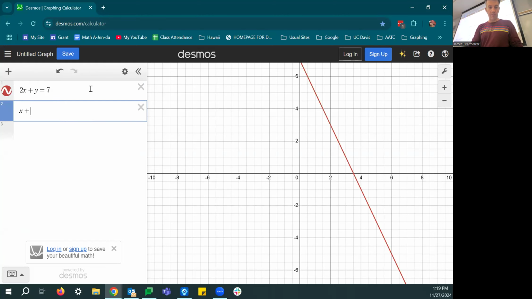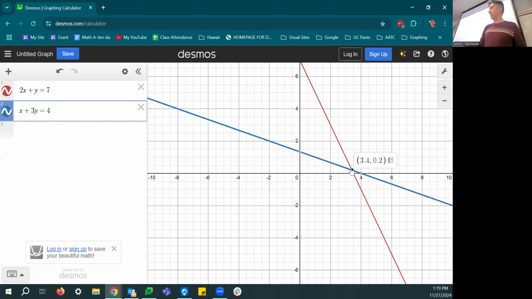So if we actually graph those lines, 2x plus y equal to 7 and x plus 3y equal to 4, and look at where they cross each other, you get exactly 3.4, which is 17/5, and 0.2, which is 1/5. So literally the solution is just where they cross. But what that means is you could have a situation where you had no solutions if the lines were parallel. Or you could have an infinite number of solutions if the lines were actually the same line.